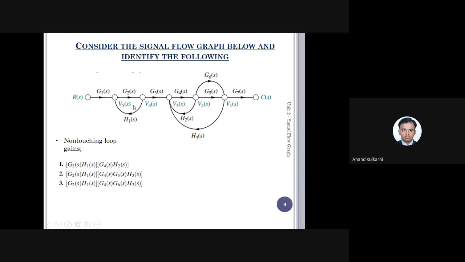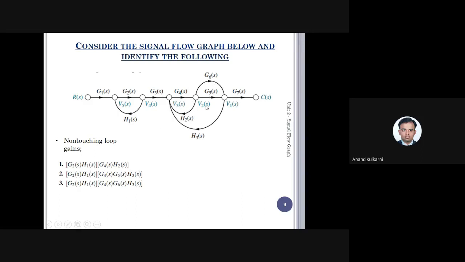Similarly, just observe here, G2H1 and G4H2. These two are non-touching loops. Similarly, G2H1 and G4G5H3. This is the second condition. Then the third condition is this loop and G4G6H3. So these are non-touching loops.